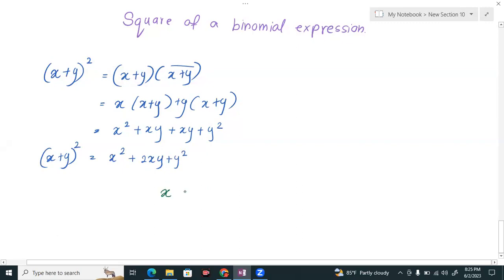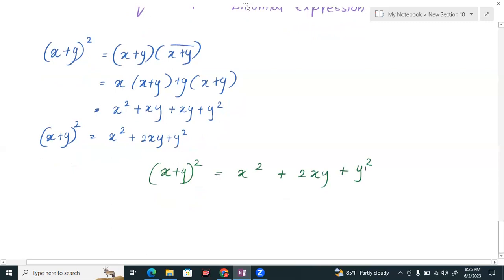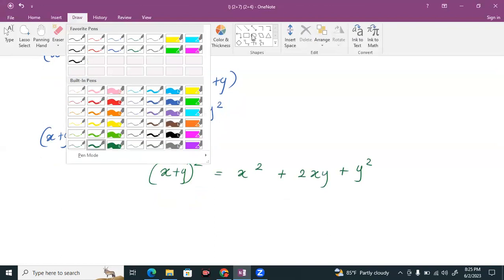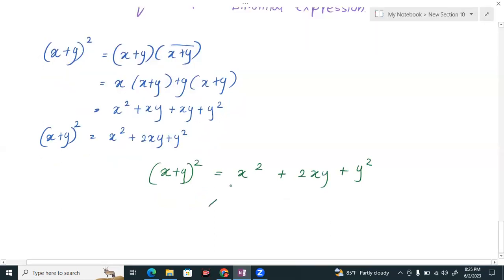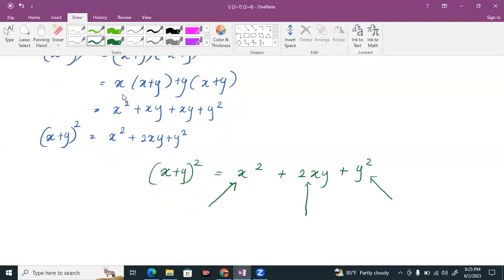X plus y squared equals x squared added 2 into xy added y squared. Okay. Then separately we can identify that x squared means square of the first term. X squared is the square of the first term. 2 into xy means it is 2 times the product of 2 terms. And y squared means it is the square of the last term.